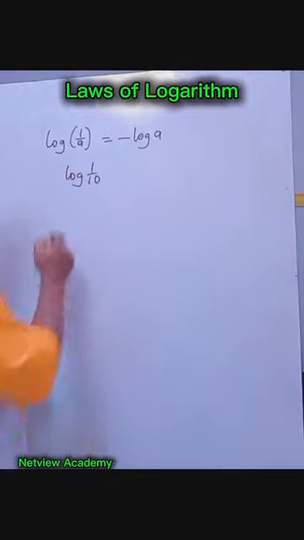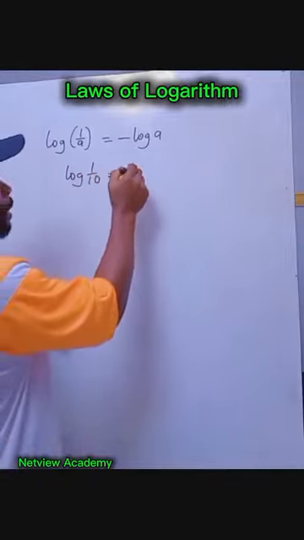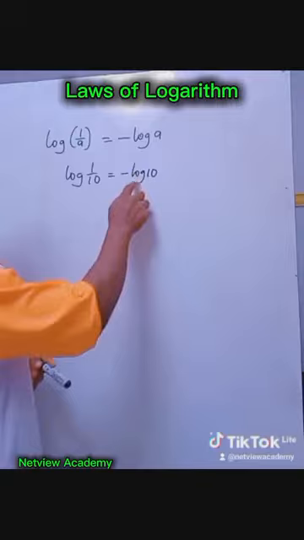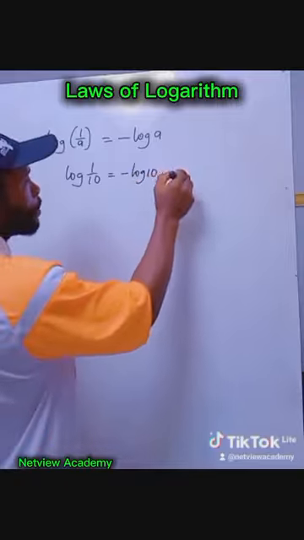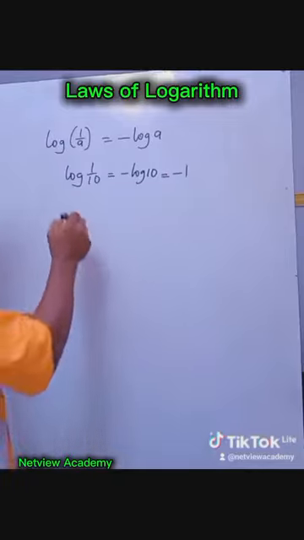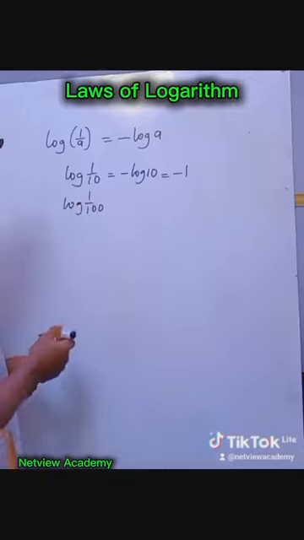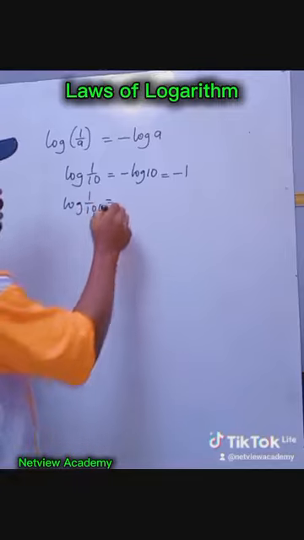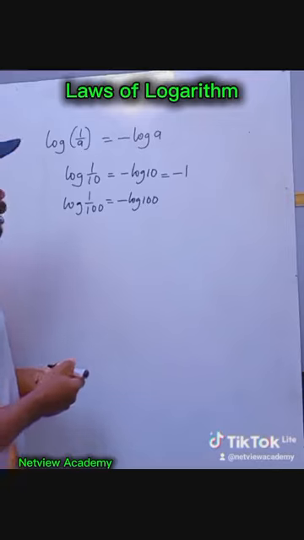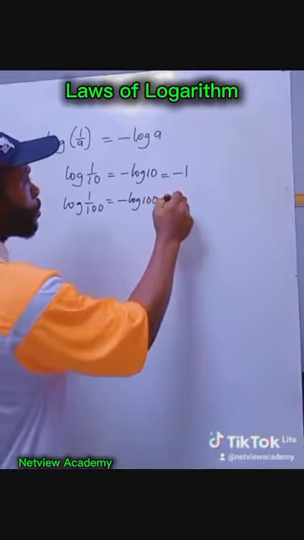So when you have log 1 over 10, this can be expressed as minus log 10. And we know that the value of log 10 is 1. Therefore, the result is minus 1. When we have log 1 over 100, the result is minus log 100. And we know that log 100 is equal to 2. Therefore, the result is minus 2.